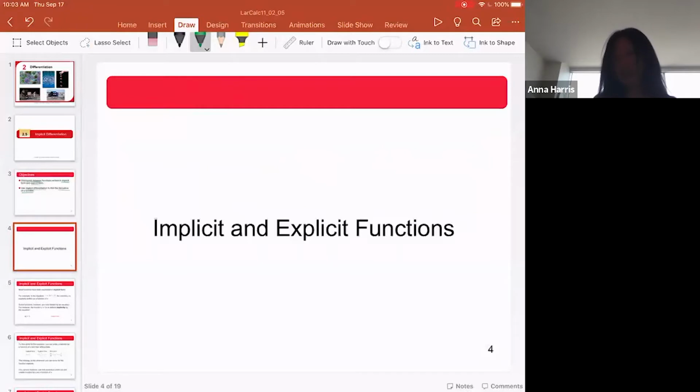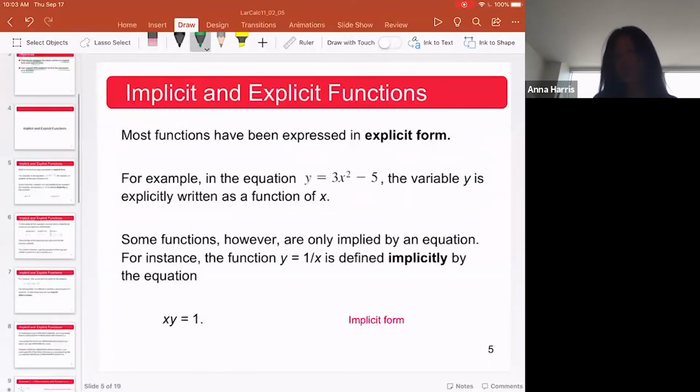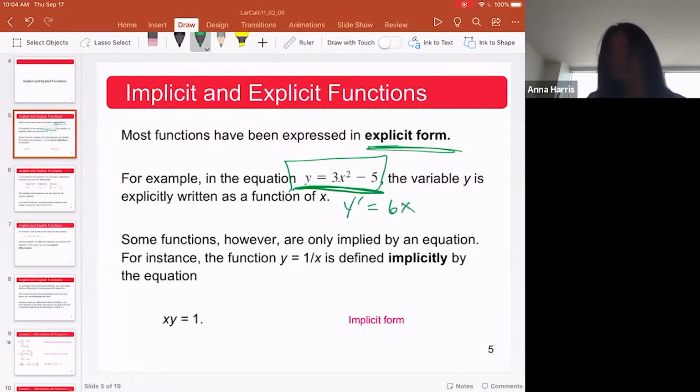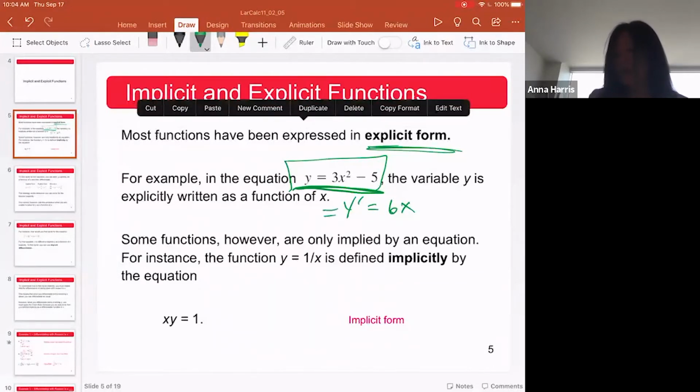Implicit and explicit functions. Let's look at it. What's the difference between implicit and explicit? Most functions have been expressed in explicit form, which means you write down y equal to an expression like this. We've been writing y prime equal to, say, 6x. That's how you found your derivative. Remember, y prime is the same as dy dx. You're taking a derivative of y with respect to x, because your right-hand side is x and your left-hand side is y. You're taking your derivative with respect to x.